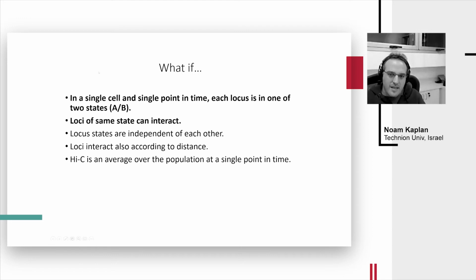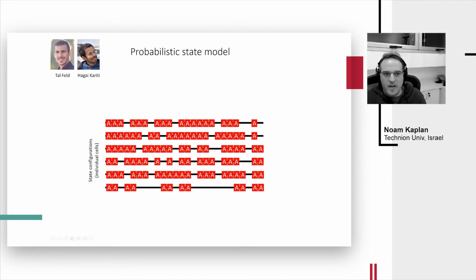Okay, so again, let's play this game of what if. In a single cell and single point in time, let's now assume that each locus is in one of 2 states, A or B. So if you're not A, you're in B. Loci of the same state can interact, and locus states are independent of each other as before. Loci interact according to distance as before, and as before, Hi-C is an average over the population at a single point. Okay, so now we just have states, and states interact with themselves. So this is basically what we think is happening. This part was led by Tal Feld and Hagai Kariti from my lab.